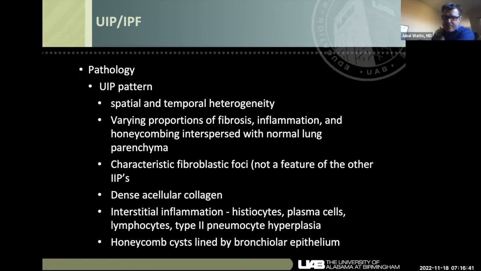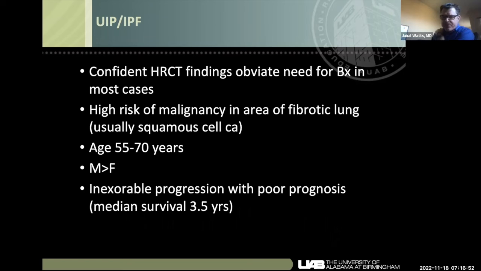The pathology, a UIP pattern, like we talked about, is spatially and temporally heterogeneous. They will have characteristic fibroblast foci, and then various degrees of interstitial inflammation. So if you have a good HRCT or a confident HRCT, you don't need to do the biopsy. One thing about IPF is that they have a high risk of cancer growing in the fibrotic lungs. Having pulmonary fibrosis puts you at a high risk for cancer. Frequently squamous cells, but I've seen a whole lot of adenocarcinomas in the areas of honeycombing too. So I don't know. It is typically either squamous or adeno.